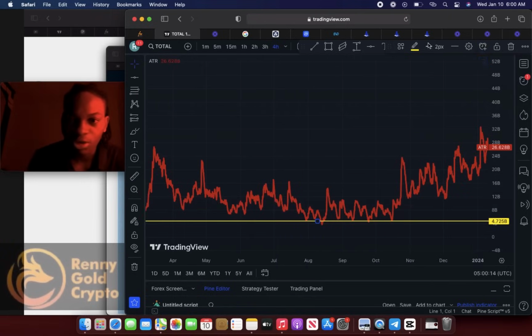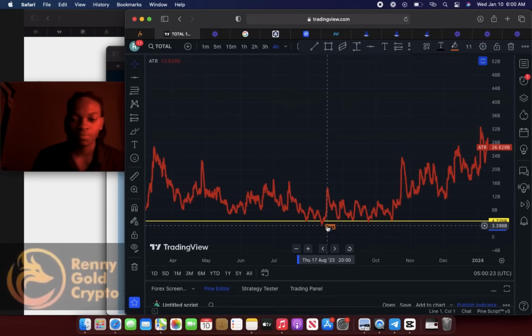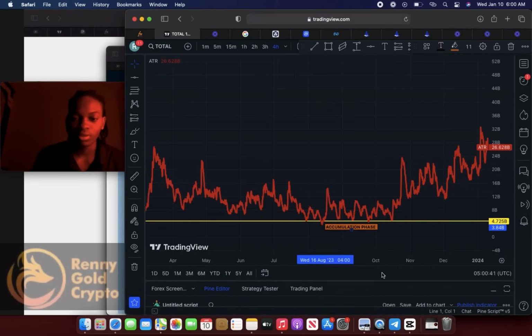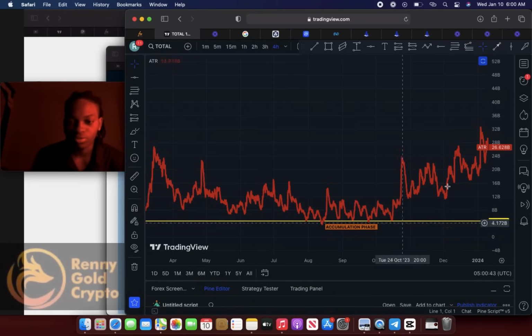So here is the accumulation phase, for those of you looking for the practical example of what I was talking about. Have that in mind. So I need to know this accumulation phase. That's what they call the accumulation phase right there.